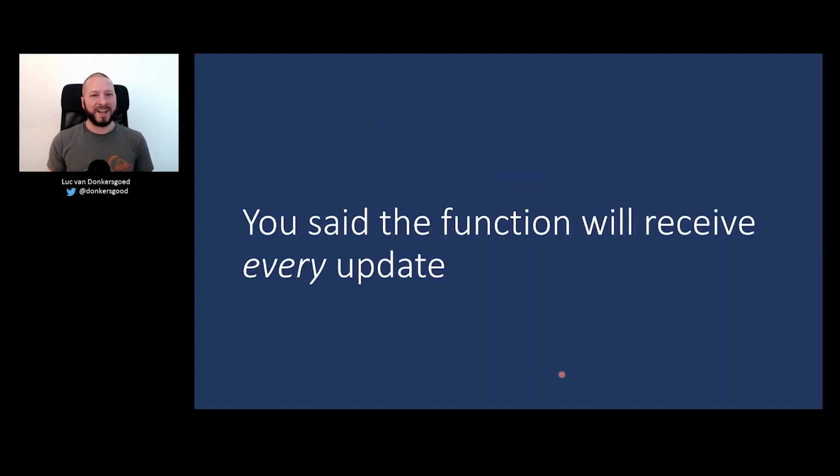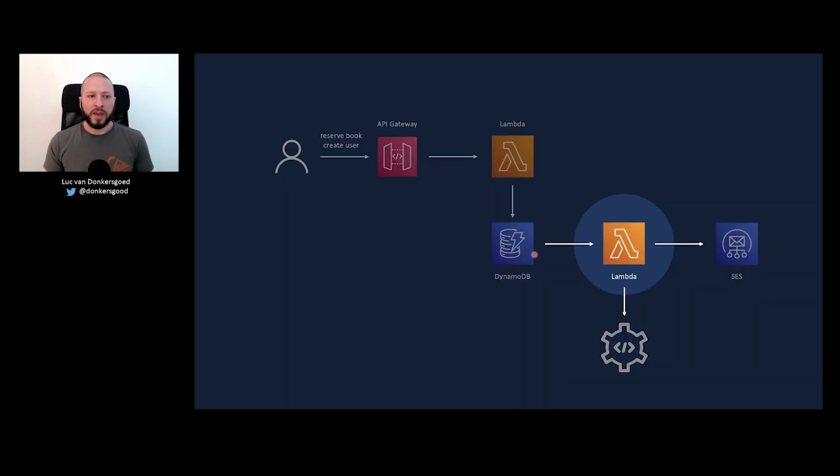But earlier I said every event in a DynamoDB table, every mutation will generate an event in DynamoDB Streams. So that means that if this DynamoDB table contains more types of items, so it doesn't only contain the books, but it contains the users and the libraries and their locations as well, then this Lambda function that is responsible for processing reservations will suddenly receive many more updates than what it actually is built for.